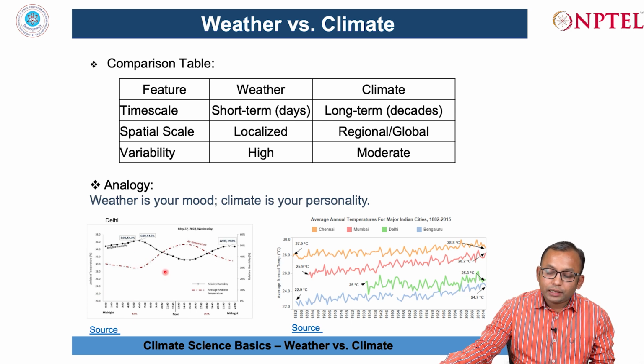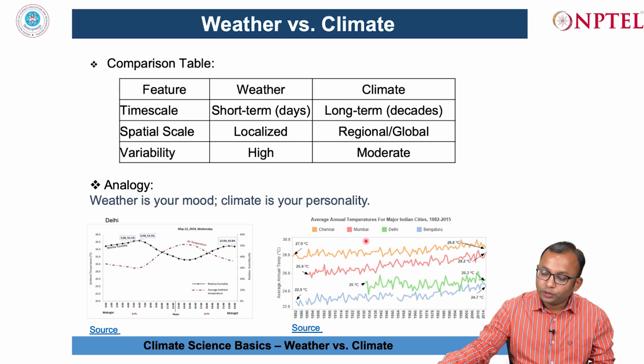And you can see there is a higher fluctuation of the ambient temperature as well as your relative humidity across different time periods. On the other hand, if you look at the long term trend of climate of different cities across India, for example, Chennai, Mumbai, Delhi or Bengaluru, here you can say that in 1882 the temperature of, let us say, Chennai was 27.9 degrees centigrade. Now it has increased to 28.8 degrees centigrade.